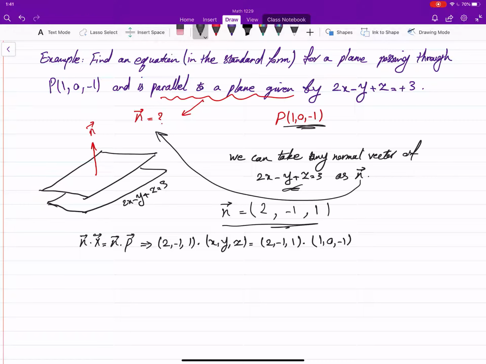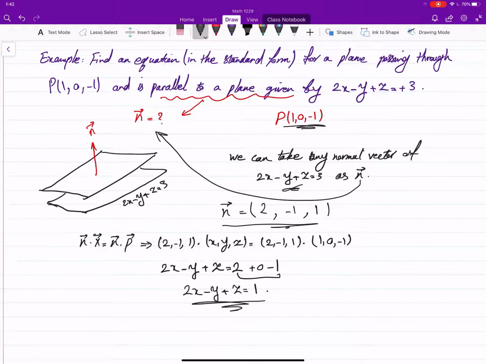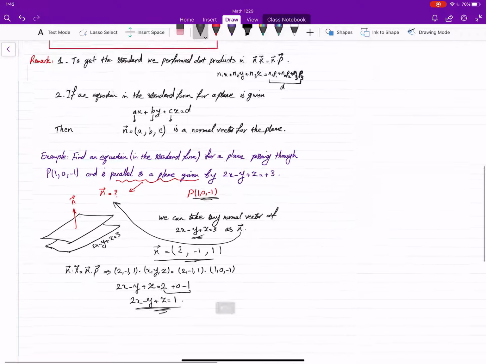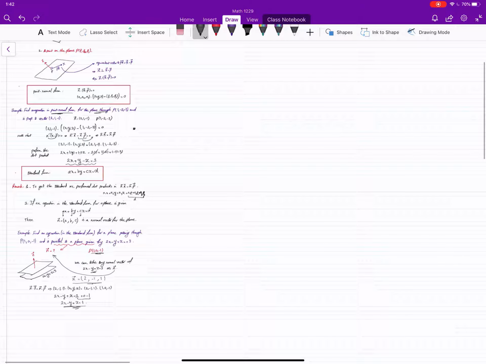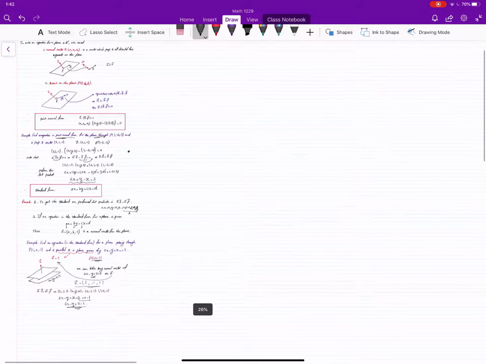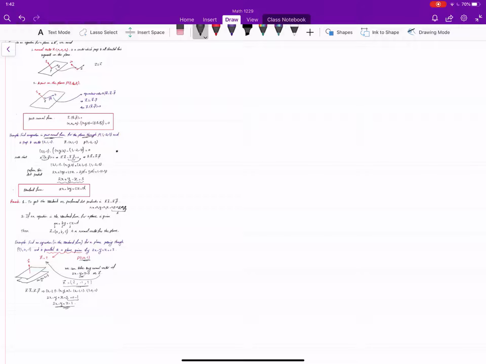Okay, so this gives us 2x minus y plus z equals 2, negative 1 plus 0 times 0 is 0, and that means that we have the equation in the standard form. Make the right hand side just one number, which is 1, and here we go. You found an equation in the standard form for such a plane. So we had two forms of equation, how to find them, what kind of information we need, and what are the forms of these equations.